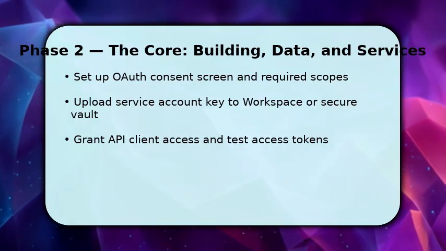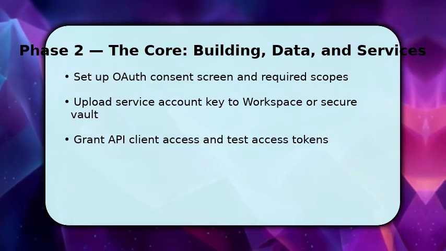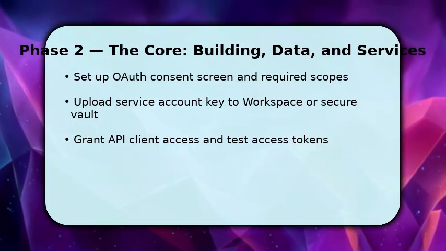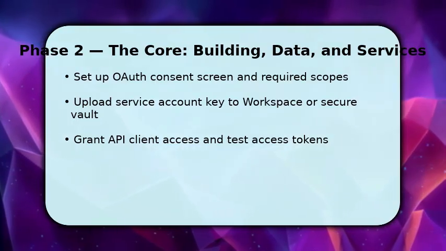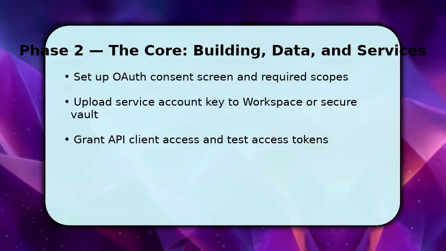First, set an OAuth consent screen in Cloud Console, add only the scopes Gemini needs, and publish internally to avoid delays. Then, add the service account key to your Workspace integration or a secure secret manager. Make sure file permissions restrict access to admins and the app.